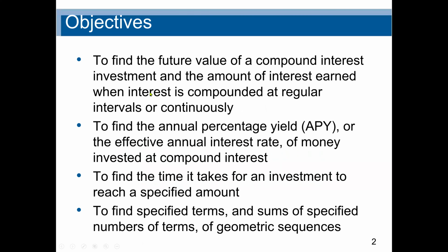So our main objective is to find the future value of a compound interest investment and also the amount of interest earned when interest is compounded at regular intervals or continuously. We're also going to learn how to find the annual percentage yield, which is APY, or the effective annual interest rate of money invested at compound interest. We're also going to learn how to find the time it takes for an investment to reach a specified amount, and also to find specified terms and sums of a specified number of terms in geometric sequences.